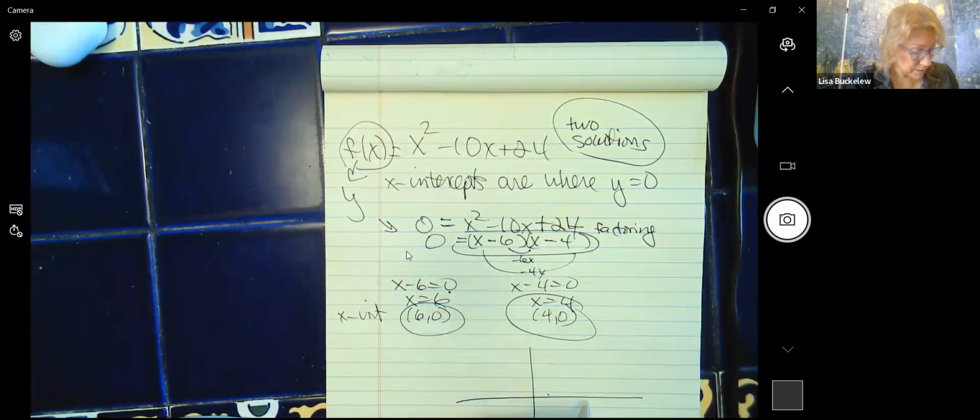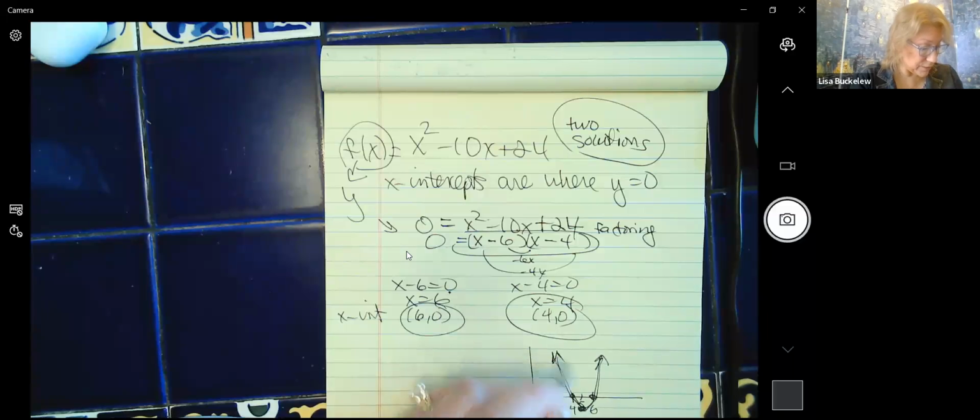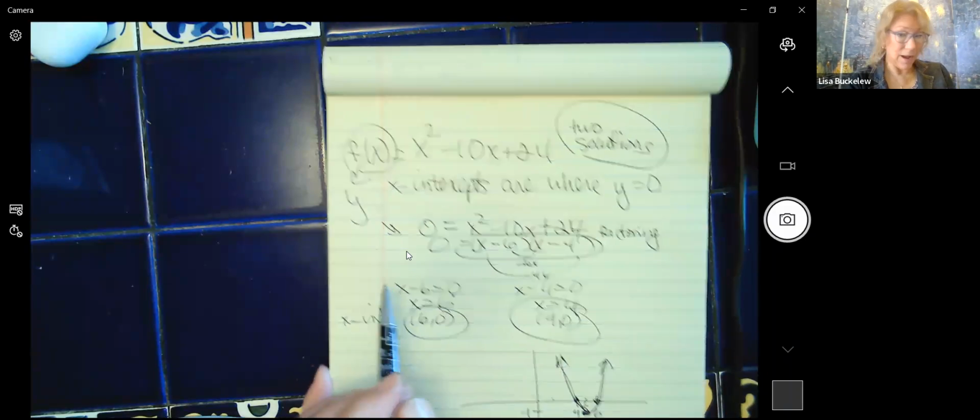Okay, so now I've got this picture. Remember, we go out 5, down 1. There's my vertex. And it says I have an x-intercept at 4 and 6, right? So it's going to go that way. It's going to go up here like that. I'm not going to worry about figuring out the y-intercept because it's going to be way high.